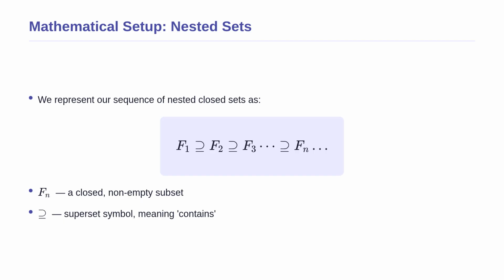Each set Fn is a closed set, meaning it contains all of its boundary points, and none of them are empty. As the index n increases, we are moving deeper and deeper into our nested sequence, restricting our search area more and more.